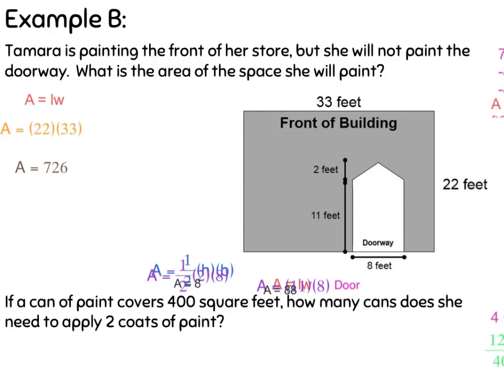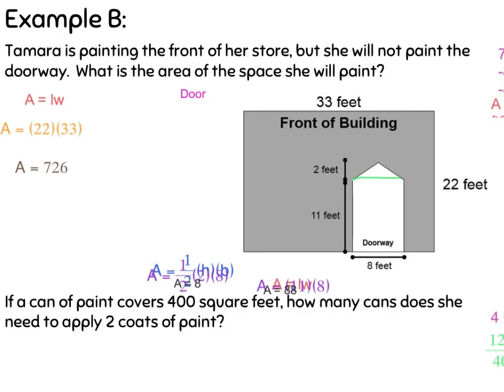Now I got to take a look at my doorway. And unfortunately, my doorway is not a regular shape. It's made up of two shapes. It appears to be made up of a triangle and a rectangle. So I'm going to need two different formulas to figure out the area here. So I'm going to put over here that we're finding the door so that I know these calculations are going to be for the door.